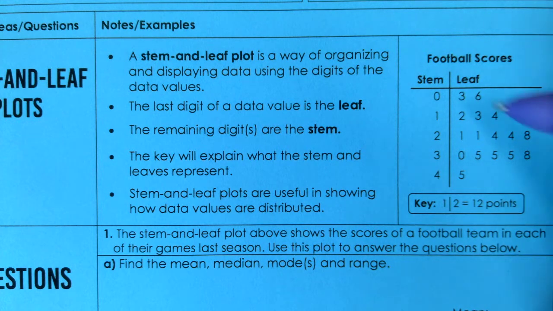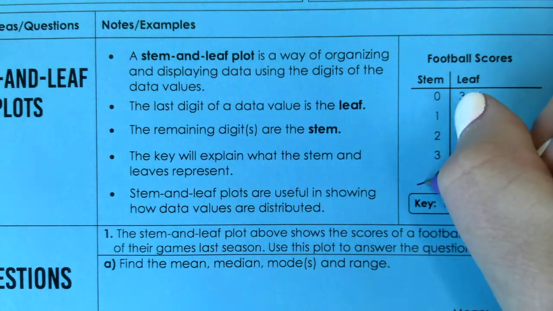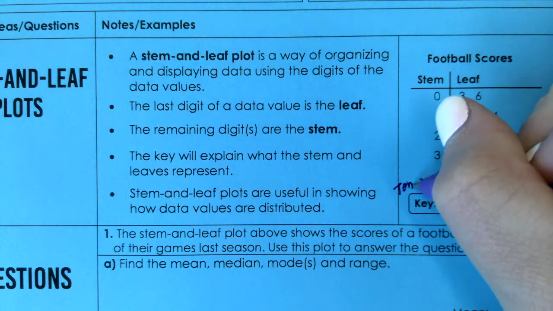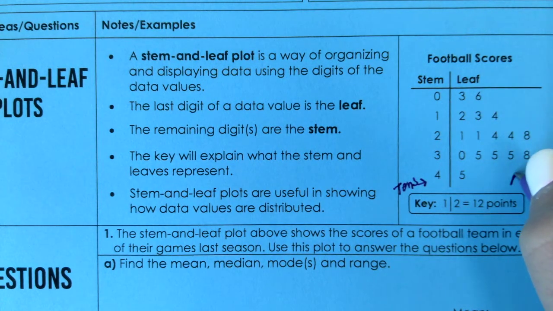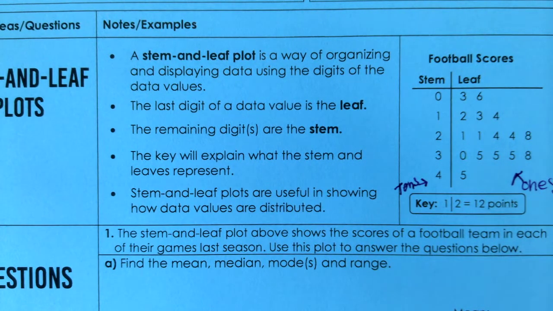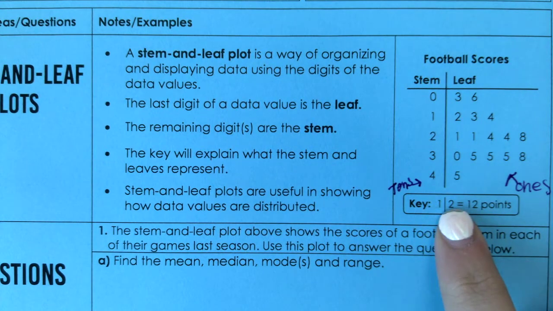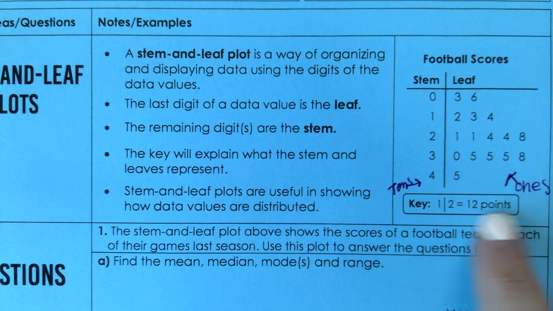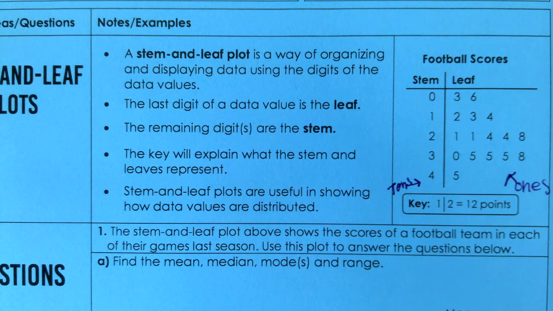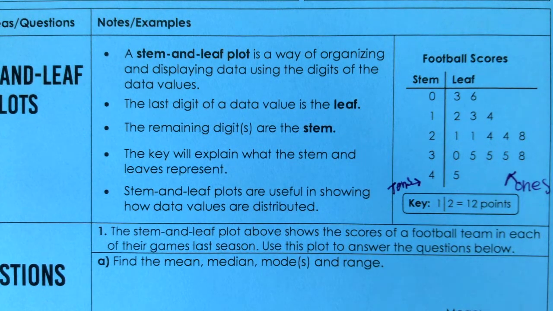So this is the tens digit. So these are the tens digits in your numbers. These are the ones digits in your number. So you would just rewrite them. You see how this one has the 1 on the stem and then the 2 on the leaf? That means that was 12 points. Because if I take that middle thing out, that's what it would come to.